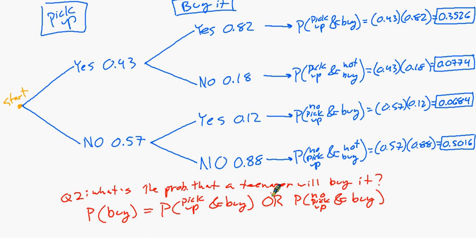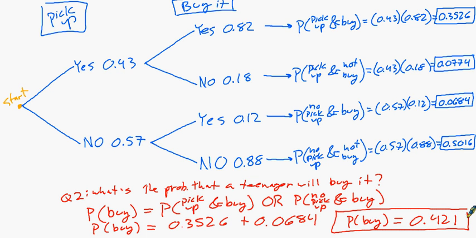And so now it's hopefully a little bit more clear. It's an or, so addition rule. And it turns out to be about a 42% chance of buying their product, whether they pick it up or not. Let's look at question number 3. Or before we do that, maybe a few things I want to say about this before we move on.